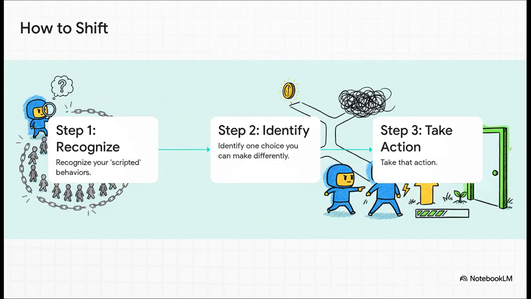First, just start paying attention. Recognize those scripted behaviors. Is it the mindless social media scroll or always saying yes to things you don't want to do? Second, pick just one of those things, one choice you can make differently. And then, step 3, this is the magic. You actually take that action. That single conscious move is how this whole thing begins.